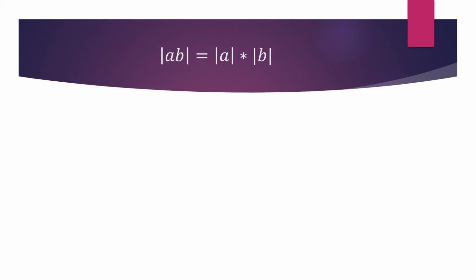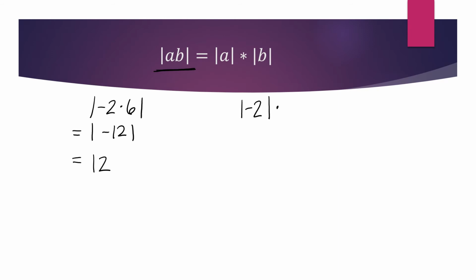This next property states that if you have any two numbers being multiplied together within the absolute value, that's going to be equal to both of those numbers in separate absolute values being multiplied together. So let's look at an example. If we have -2 times 6 inside the absolute value, we can actually do that multiplication first to get -12. And then if we take the absolute value of -12, we get +12. This represents the absolute value of AB, the left-hand side. Now let's take a look at the absolute value of -2, times the absolute value of 6. This is that A times B.